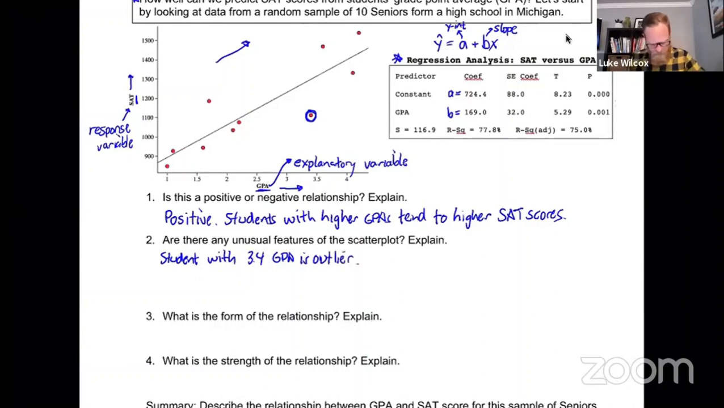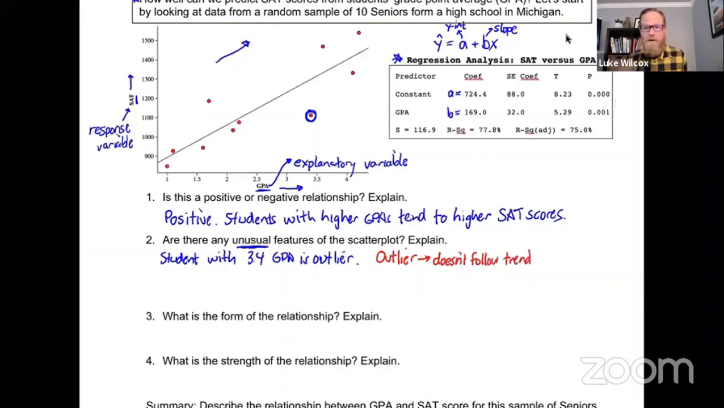Now, in terms of this idea of unusual features, there's really a couple of vocabulary terms that you have to know, things that you could be looking for. The first of which is the one that I've already mentioned, which is an outlier. So let's get a little bit more formal with this, all right? The definition for an outlier, first of all, is that it doesn't follow the trend, right? It doesn't follow the general trend of the rest of the data.